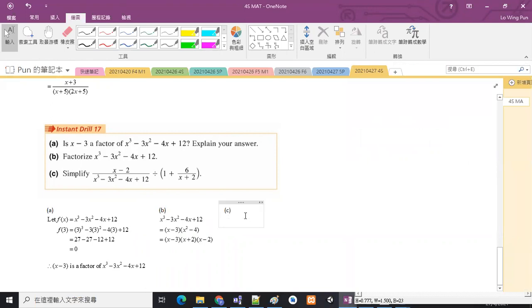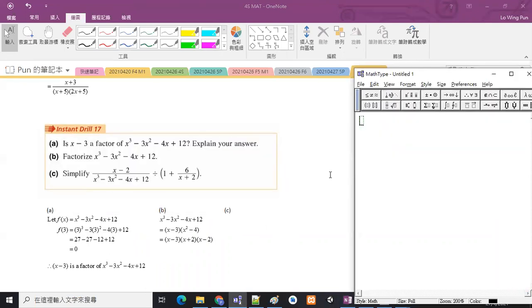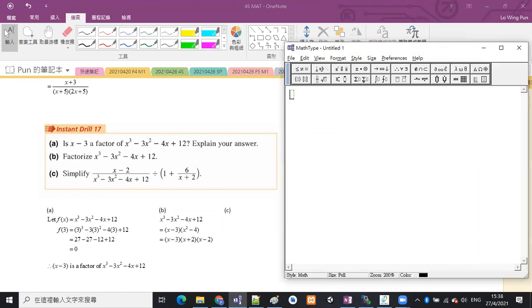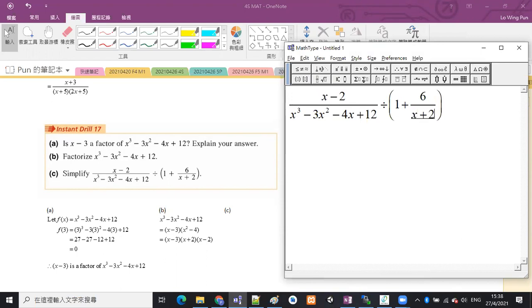Still following? And then part C, we need to simplify this complicated calculation. That should be x minus 2 over x cubed minus 3x squared minus 4x plus 12, divided by 1 plus 6 over x plus 2. First, we can use the result of part B to factorize the denominator of the first fraction to be x minus 3 times x plus 2 times x minus 2.